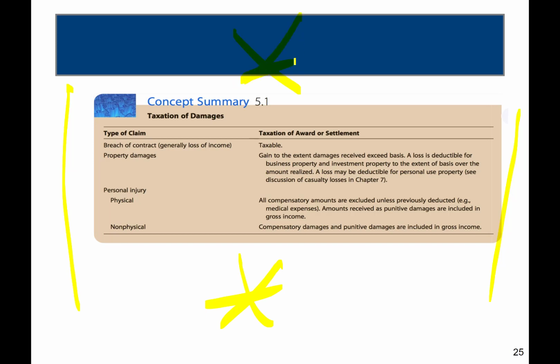I'm not going to go through it in detail because it's kind of the main things we talked about: property damages, personal injury, all amounts are excluded unless previously deducted. Physical amounts received as punitive damages are included. So I thought that was a pretty good summary. Compensatory damage for punitive damages are included. Gross income if it's non-physical.